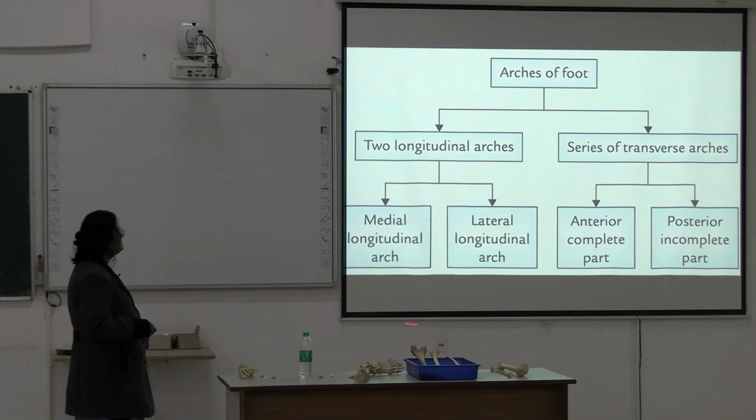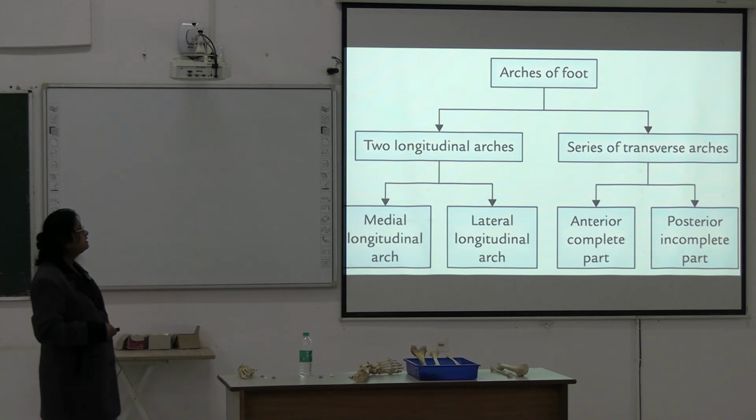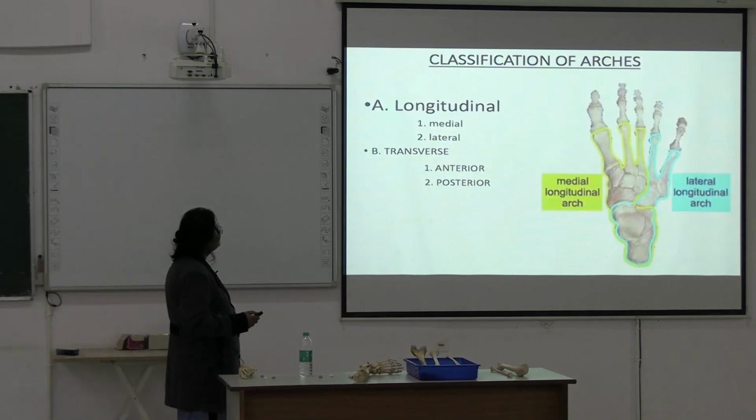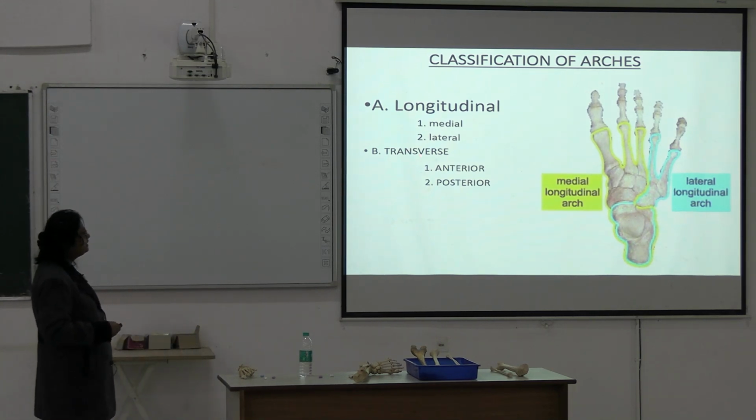2 longitudinal arches are medial longitudinal arch, lateral longitudinal arch. Series of transverse arches, anterior complete part, there is a posterior incomplete part. These are the divisions of transverse arches. Next, see 2 longitudinal arches, medial and lateral. See this yellow colored outline, these are representing the bones forming the medial longitudinal arch, and the blue line, it represents the bones forming the lateral longitudinal arch. So, this part talus and calcaneum, these two are common to both arches, medial and lateral.